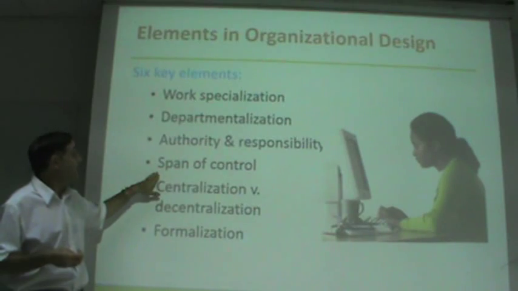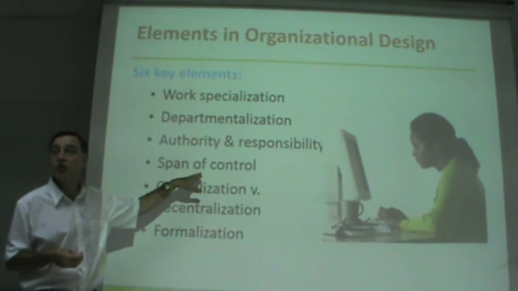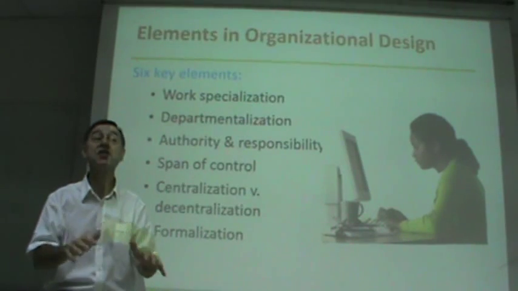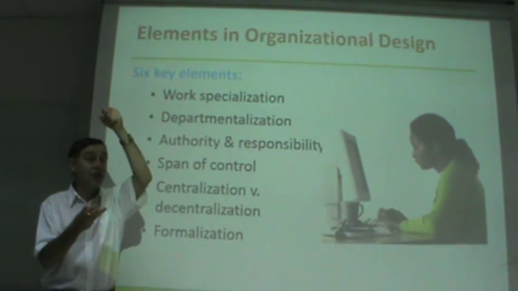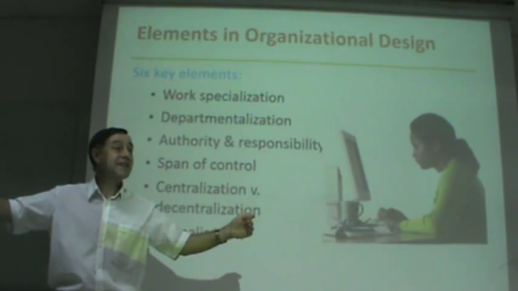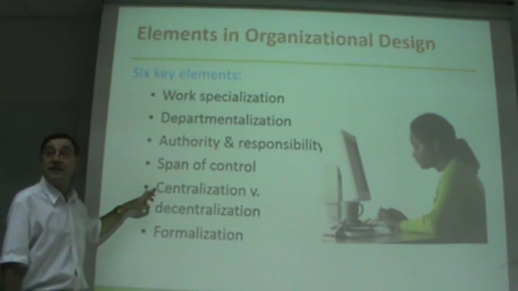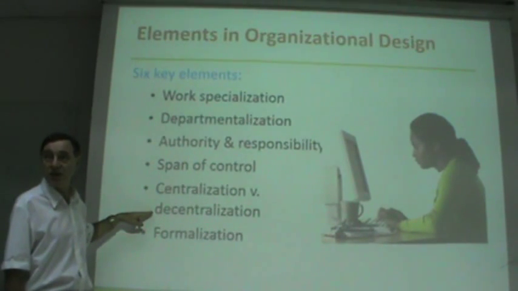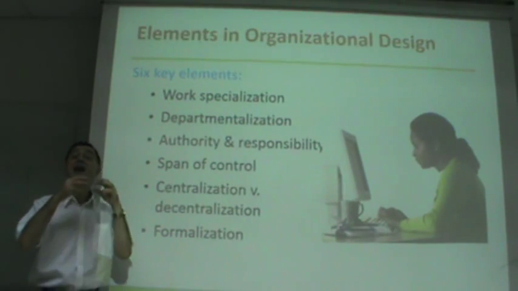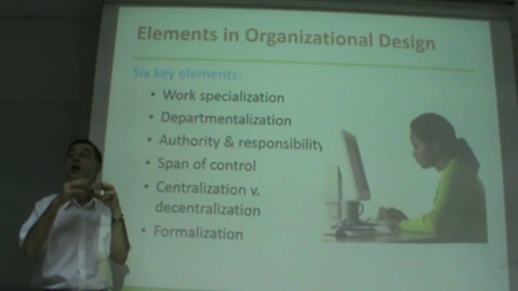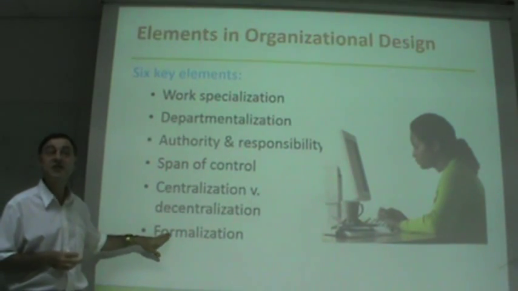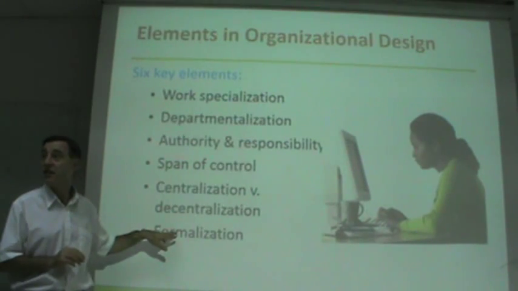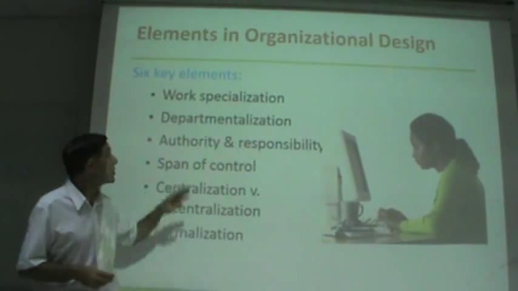All right. The next concept is span of control. Span of control simply means how many employees work underneath you. So a manager could have only 3 people working for him, or could have 20 people working for him. Some organizations are highly centralized, and some are decentralized. Centralization refers to the level at which decisions are made. And the last piece is formalization. Is everything written? Is everything formalized? I'm going to be discussing these in this particular lecture.